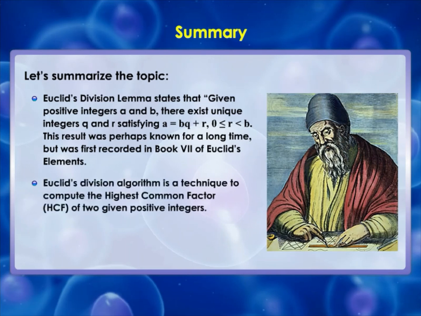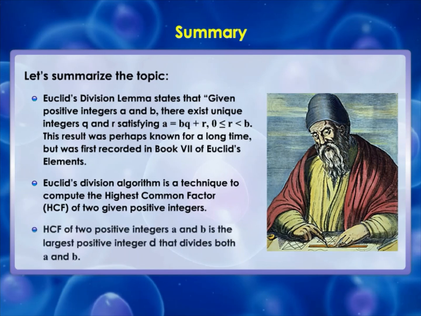Euclid's division algorithm is a technique to compute the highest common factor, HCF, of two given positive integers. The HCF of two positive integers a and b is the largest positive integer d that divides both a and b.